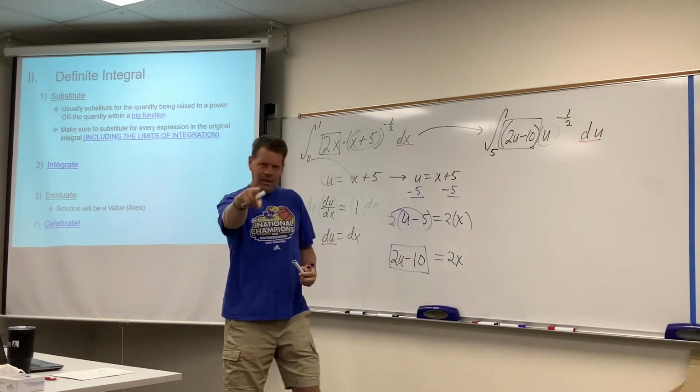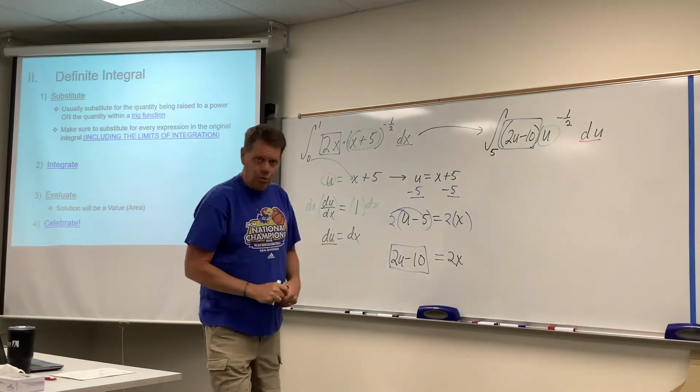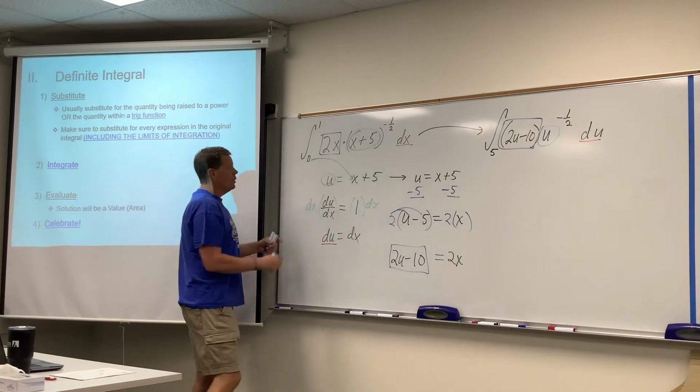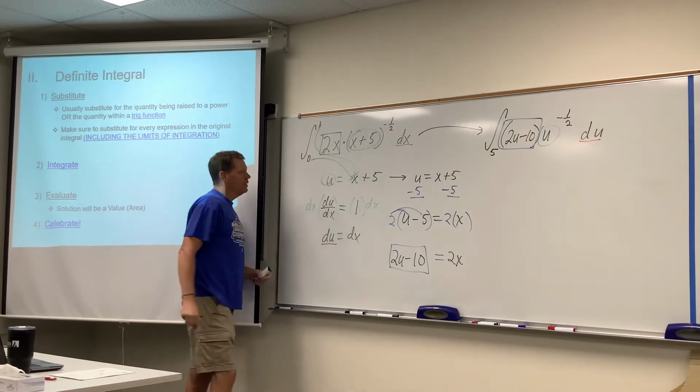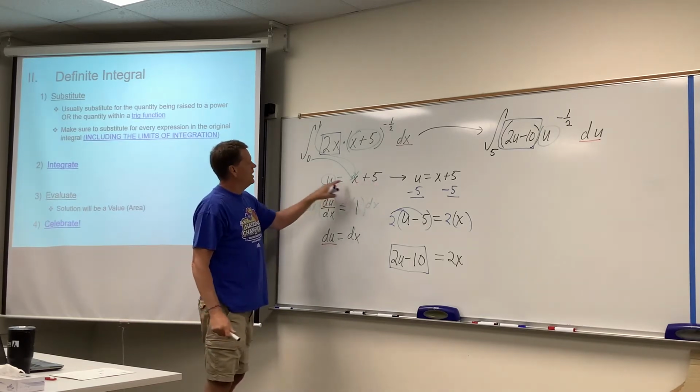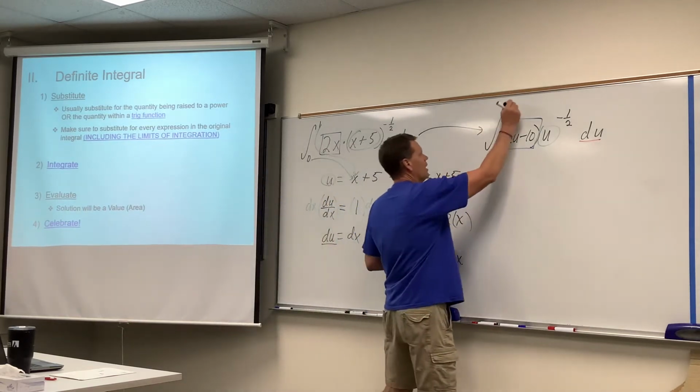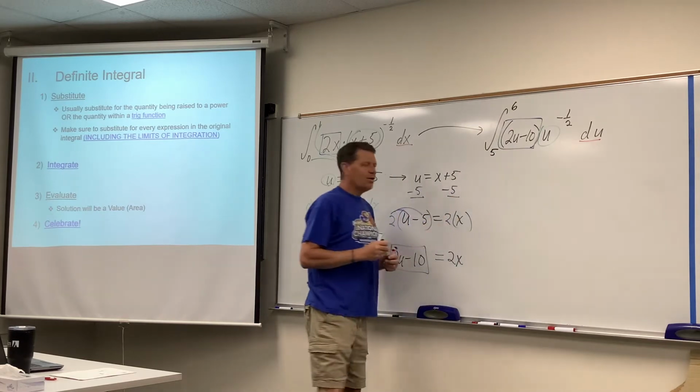There's a new limit of integration in town, a new lower limit of integration. There's also a new upper limit of integration. Same thing, we put 1 in for x. 1 plus 5 is 6. So that upper limit changes to 6. And there's our new integral.